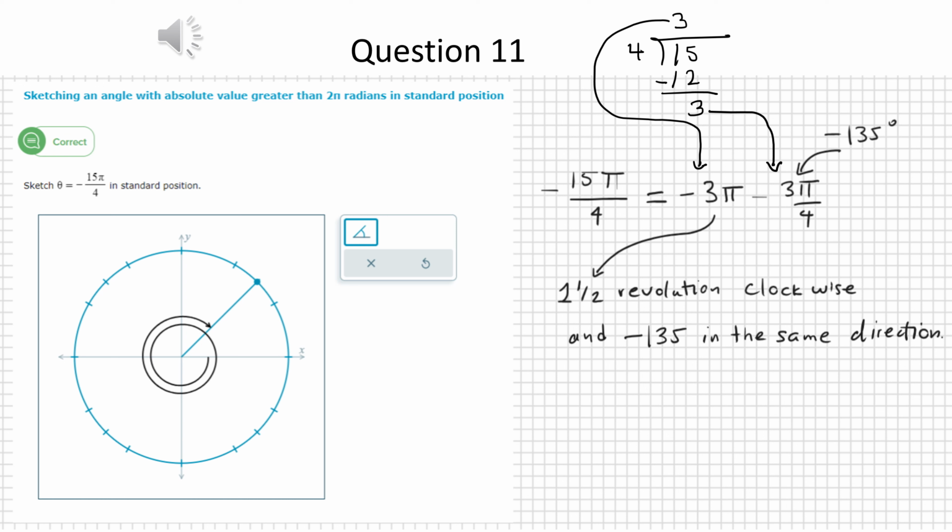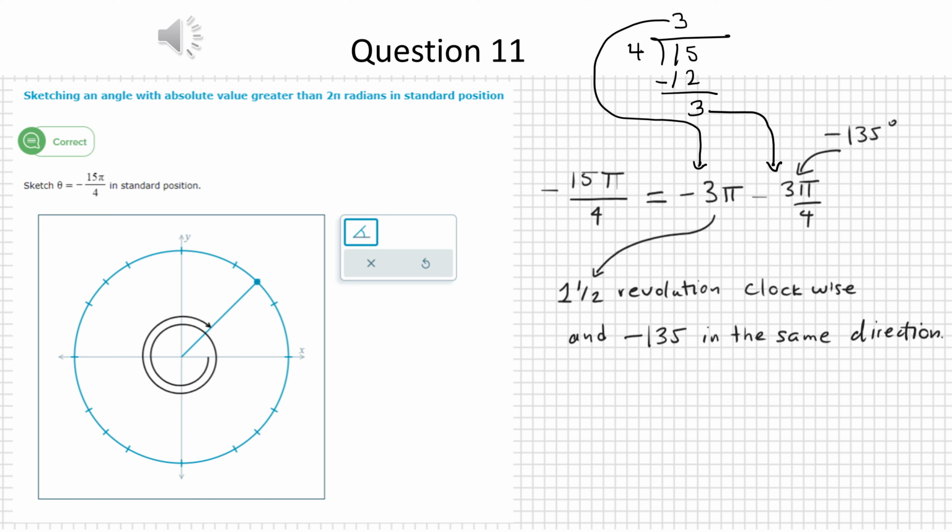Okay, this is similar sketching. In this case, negative 15 pi over 4, negative angle. Therefore, the rotation is clockwise. Now you divide, because 15 over 4 is an improper fraction. You divide 15 over 4, and when you convert to the mixed number, it's 3 and 3 over 4.